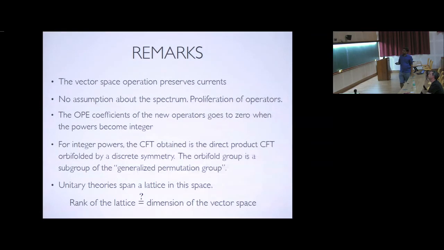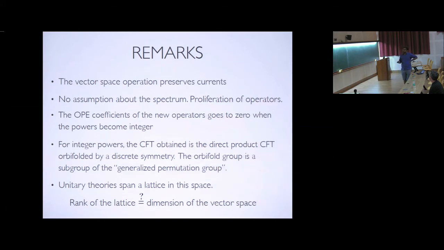So this comment I already made, that if it is an integer, then this could be thought of as a direct product conformal field theory, just looking at the singlet sector of a particular subgroup of this generalized permutation group. Now, another observation one can make, which is a very simple one, is that unitary theories span a positive lattice in this space. That is to say, if you give me two unitary theories, I can take their positive integer powers, and they will remain unitary, because those can again just be thought of as n copies and m copies of the unitary theory.